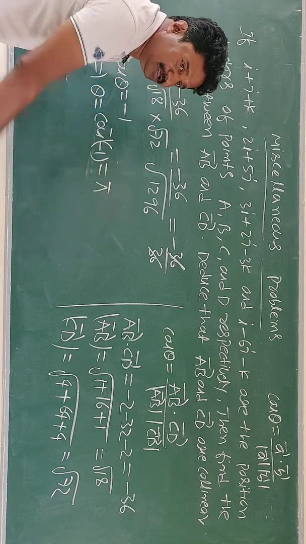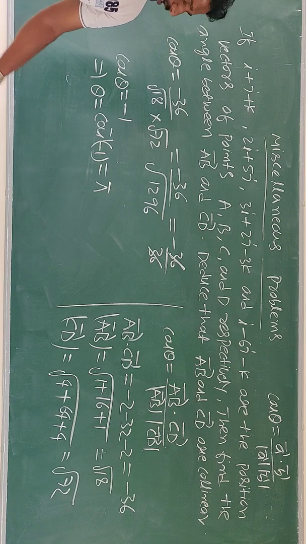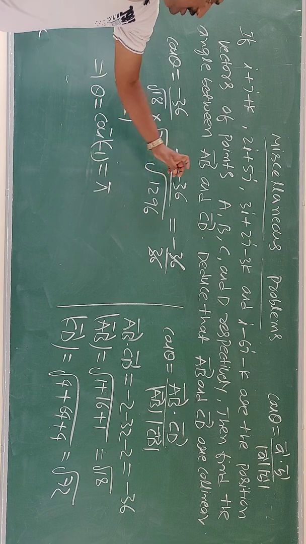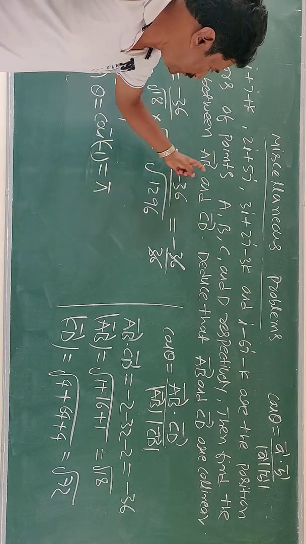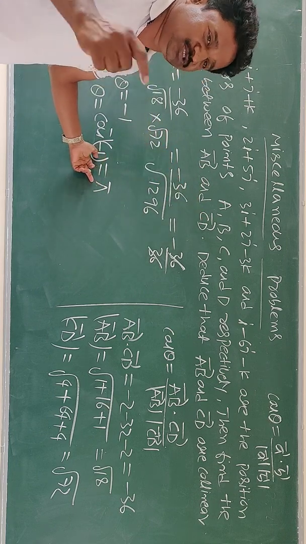Cos 0 is 1, cos pi is minus 1, correct? So what is the angle between AB and CD? It is 180 degrees. The angle between vector AB and vector CD is 180 degrees. From this angle it is so clear.